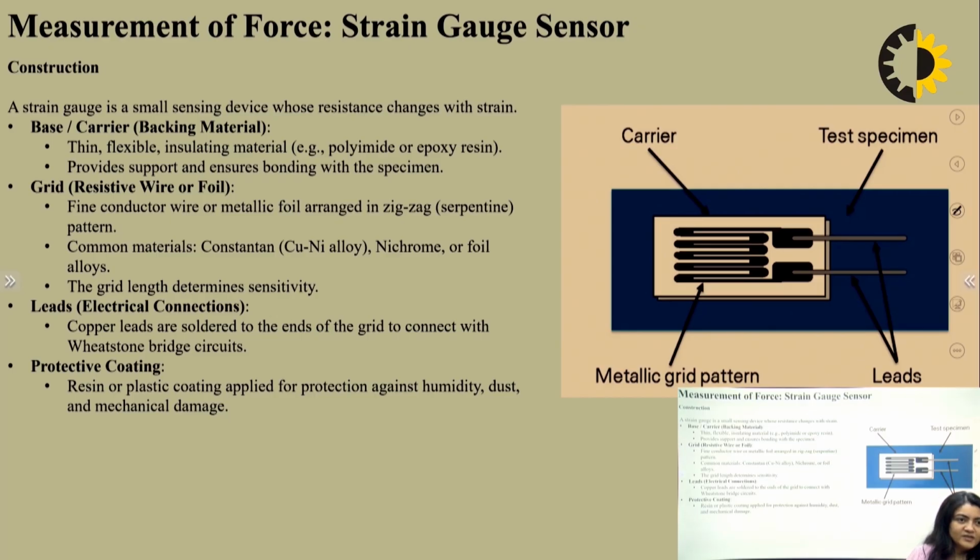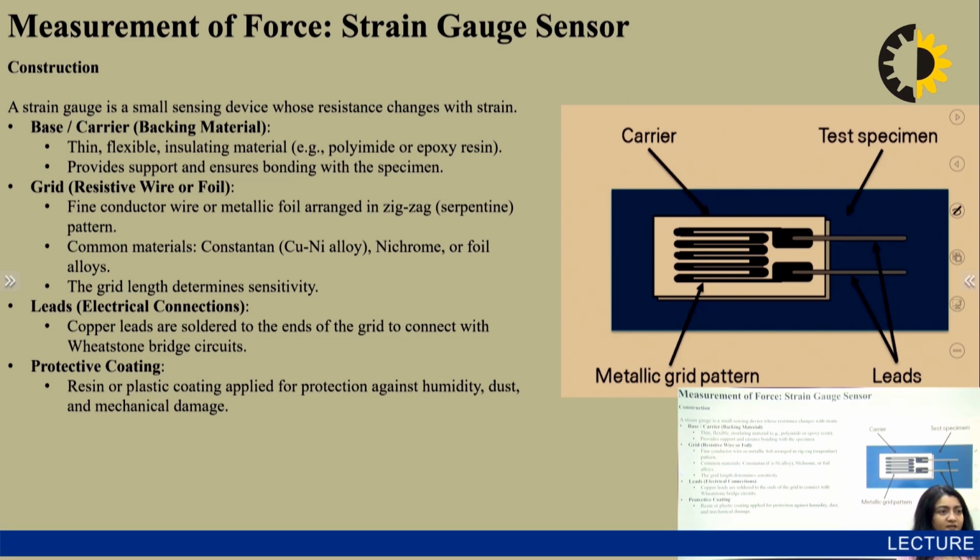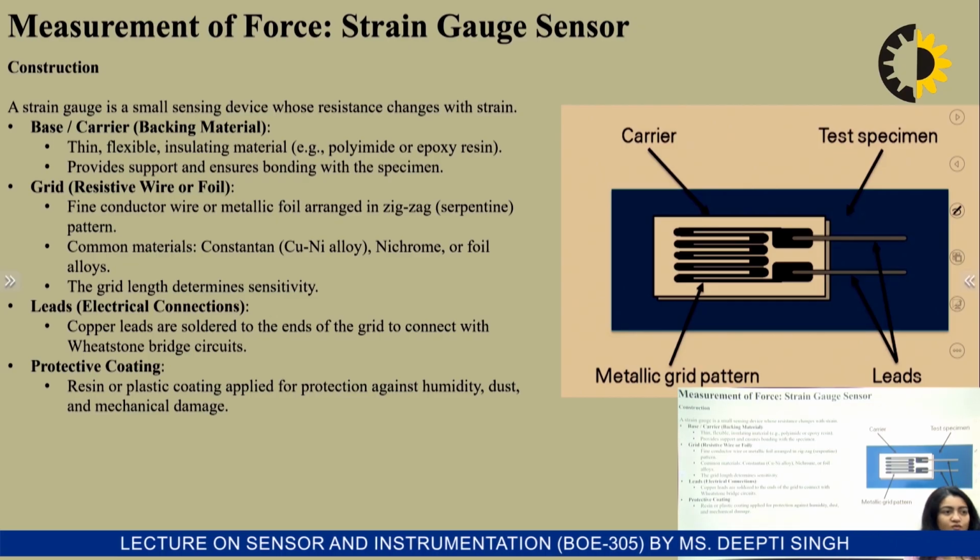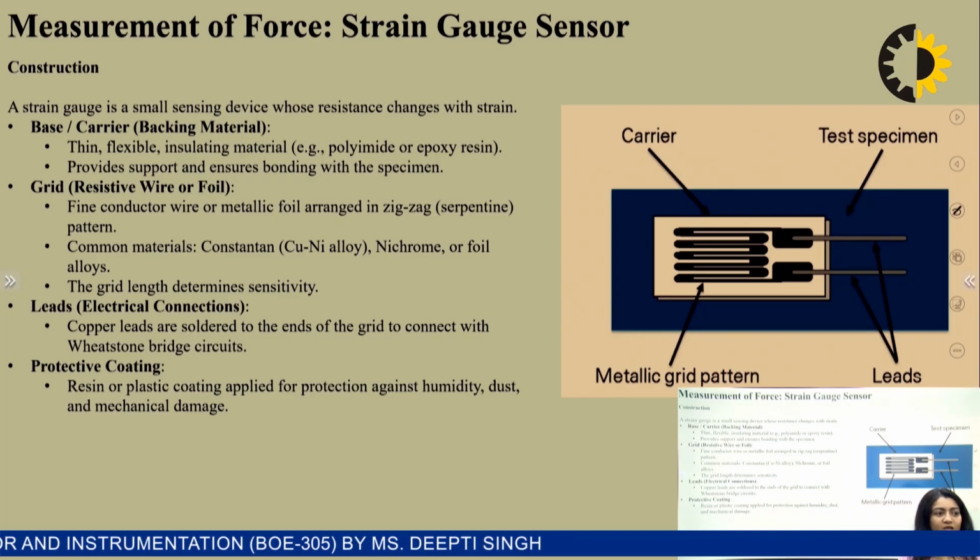First, there is a base carrier, a backing material: a thin, flexible, insulating material, for example polyamide or epoxy resin. It provides support and ensures bonding with the specimen. Then we have the grid, a resistive wire: fine conductor wire or metallic foil arranged in a zigzag serpentine pattern. Common materials are constantan, nichrome or foil alloys. The grid length determines the sensitivity. Then we have the leads, the electrical connections: copper leads soldered to the ends of the grid to connect with the Wheatstone bridge circuit. Then a protective coating, resin or plastic, is applied for protection against humidity, dust and mechanical damage.